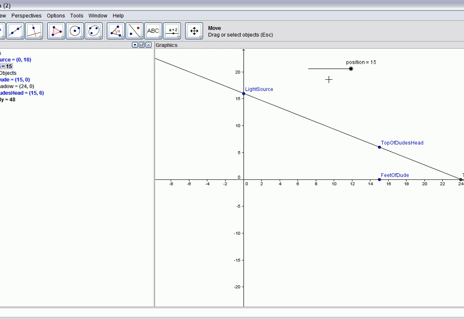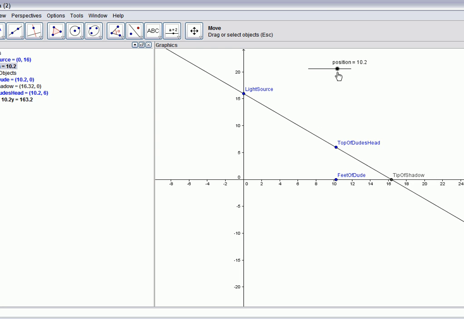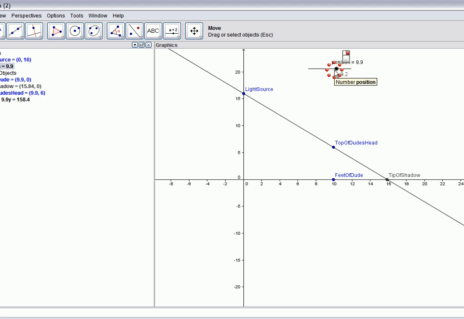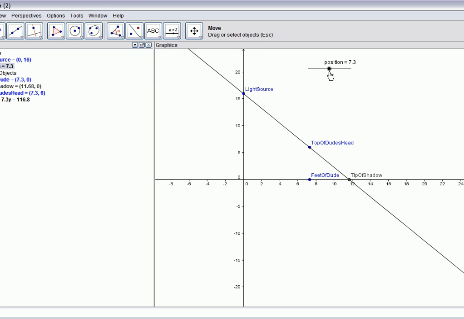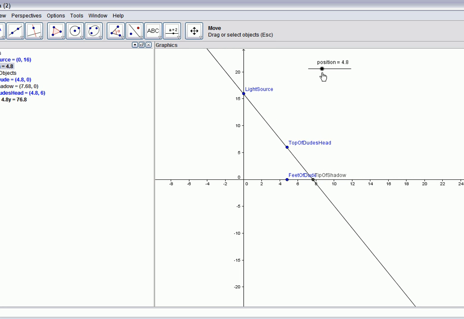Okay, at 15 the length is 9. At 10 the length is 6. Now at 7 the length should be what? Sorry, at 5 seconds. Okay, position changes by 5 feet every second. So at 5 seconds, the shadow length should be 3. About 3. That's so weird, right?